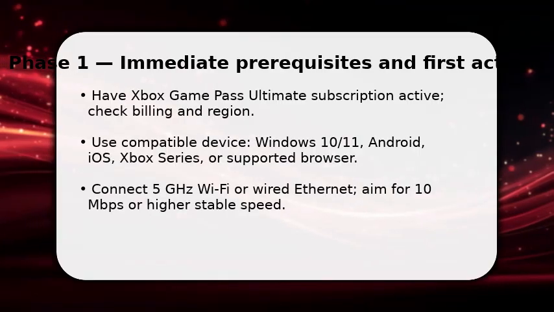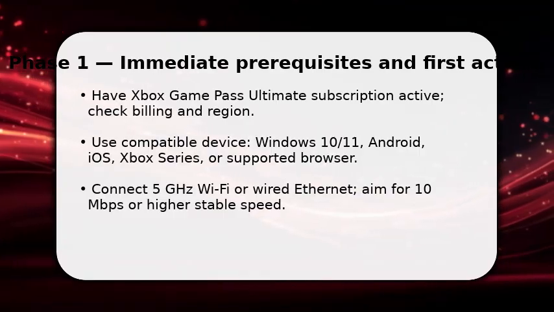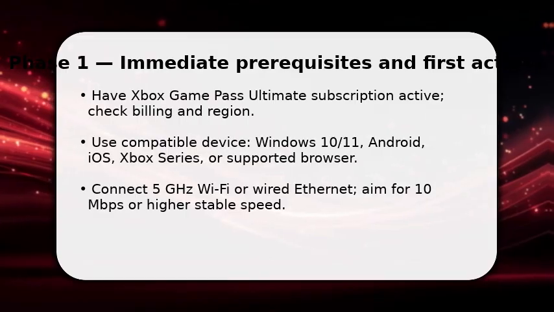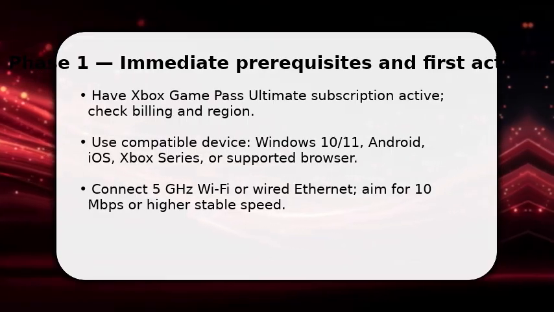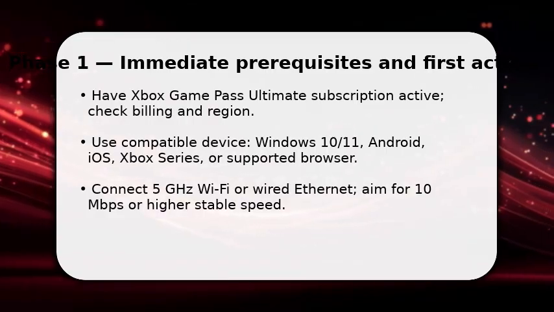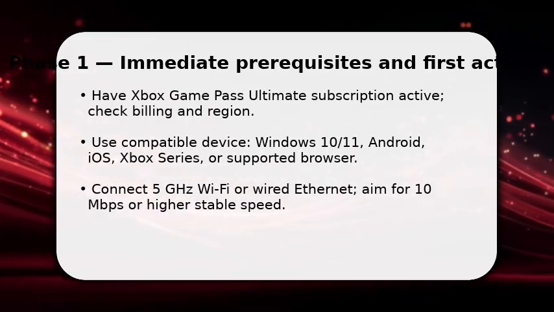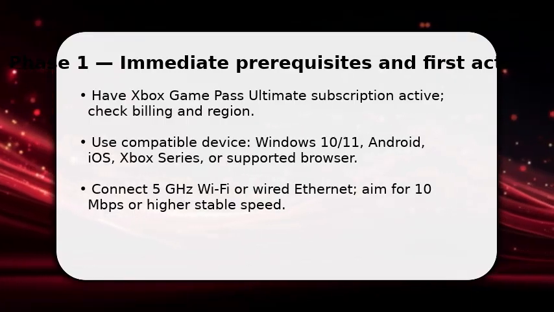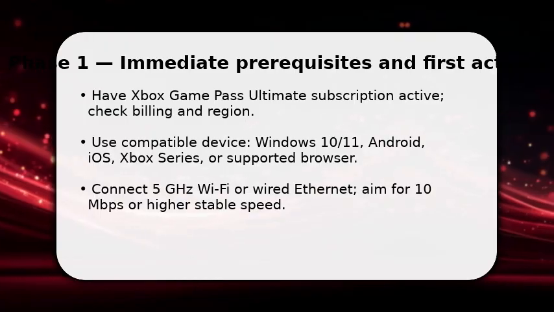You start by confirming the essentials. Sign into the Microsoft account tied to your Game Pass Ultimate subscription because cloud access requires it. Next, make sure your device meets compatibility. A modern browser on PC, an Android device, or iPhone with Safari will work. Then connect to a fast network. 5 GHz Wi-Fi or wired Ethernet reduces latency dramatically.